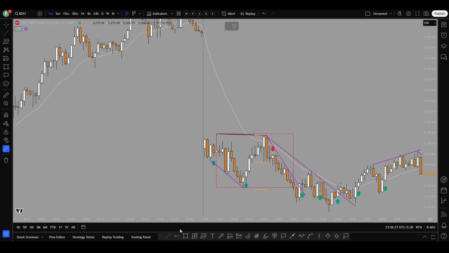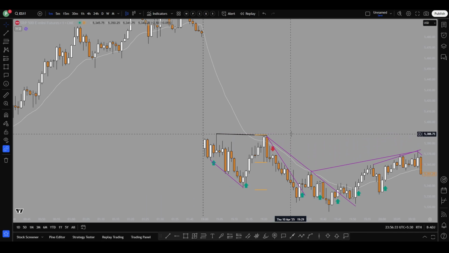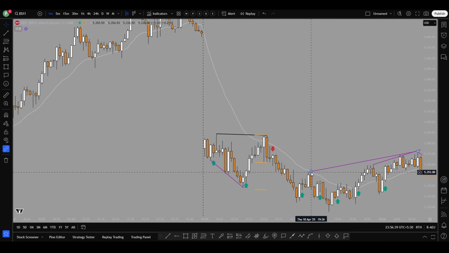Also, if I have to mark one more wedge pattern line, let me just delete all this. First attempt to go lower, second attempt to go lower. This is the third attempt. So this is one more wedge top pattern. Since there are multiple occurrences at the same point, you call this a nested wedge top. It just increases the odds.